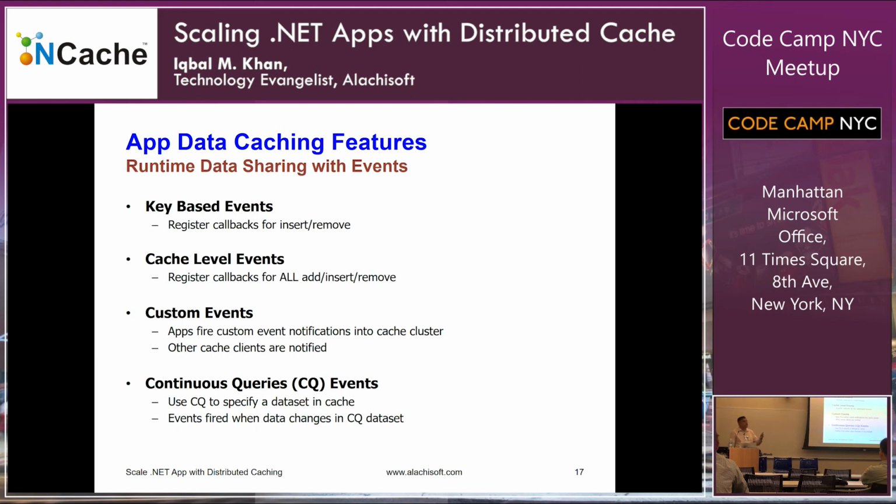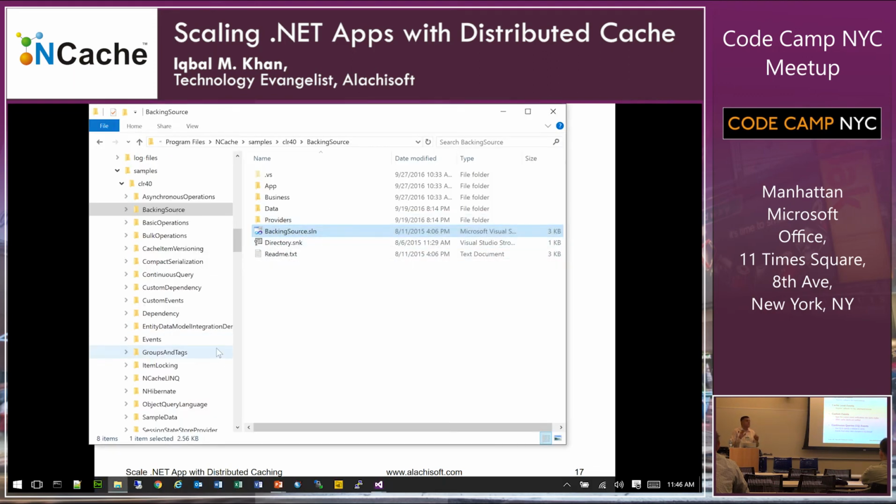So you have different ways that you want to be notified when certain things happen in the cache. There's key-based events where you just say, if this item is ever updated or removed, notify me. That's the simplest way of being notified. But you as the application know what that item is, and you want to be notified based on that item.